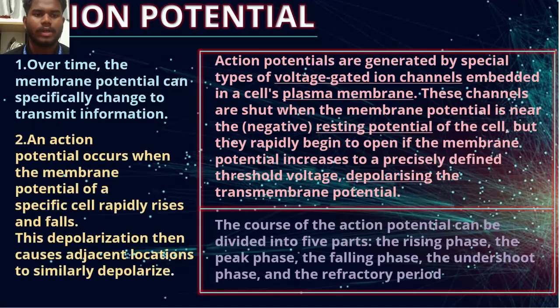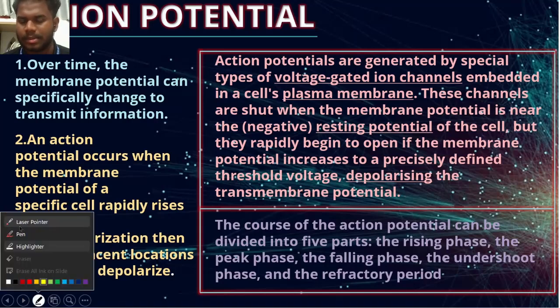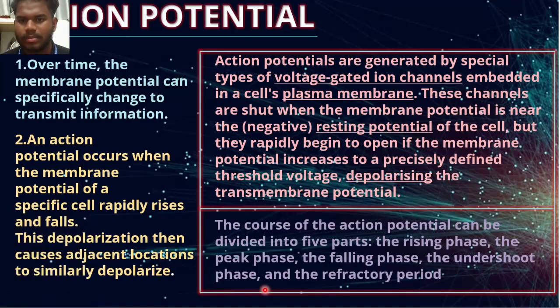Action potential. Over time, the action potential can specifically change to transmit information. An action potential occurs when the membrane potential of a specific cell rapidly rises and falls. This depolarization then causes adjacent locations to similarly depolarize. Action potentials are generated by special types of voltage-gated ion channels embedded in a cell's plasma membrane. These channels are shut when the membrane potential is near the negative resting potential of the cell, but they rapidly begin to open if the membrane potential increases to a precisely defined threshold voltage, depolarizing the transmembrane potential.